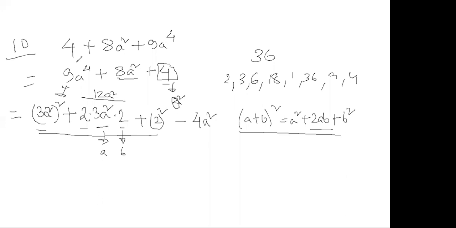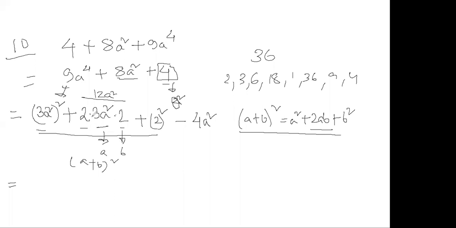Since I cannot solve this problem by middle term factor, I have to convert this whole problem into a problem of formulas. So I've converted this into the a plus b whole square format. Then I've put minus 4a square in order to match, because this is 12a square, and 12a square minus 4a square is 8a square. So this third line has now matched with the second line.